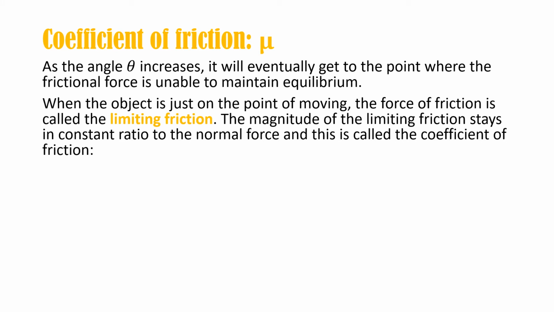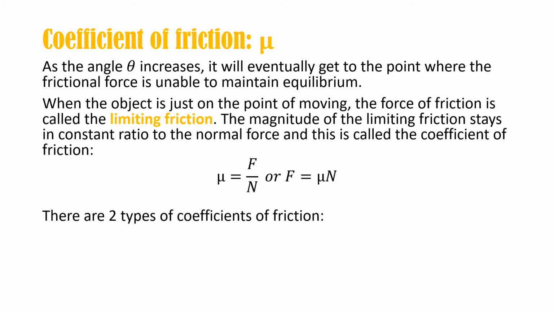So the magnitude of that limiting friction is always going to be in a constant ratio to the normal force that's holding it onto that particular surface. Because it's always in that constant ratio, our coefficient of friction is always going to be F over N, which if we rearrange it, the force of friction is going to be equal to mu times our normal force N.